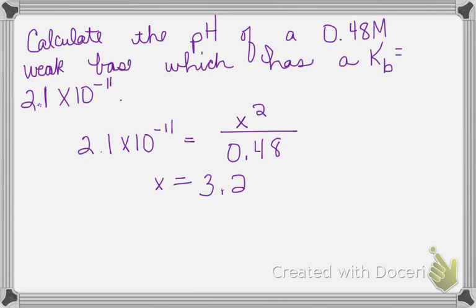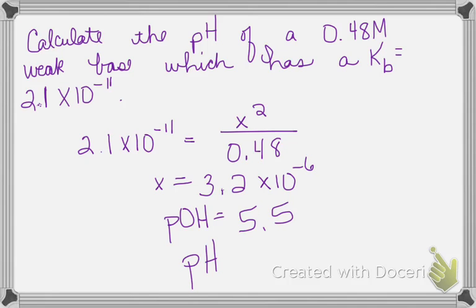we get 3.2 times 10 to the minus 6. The negative log of that gives me the pOH, which is 5.5. And 14 minus that gives me the pH, which is 8.5.